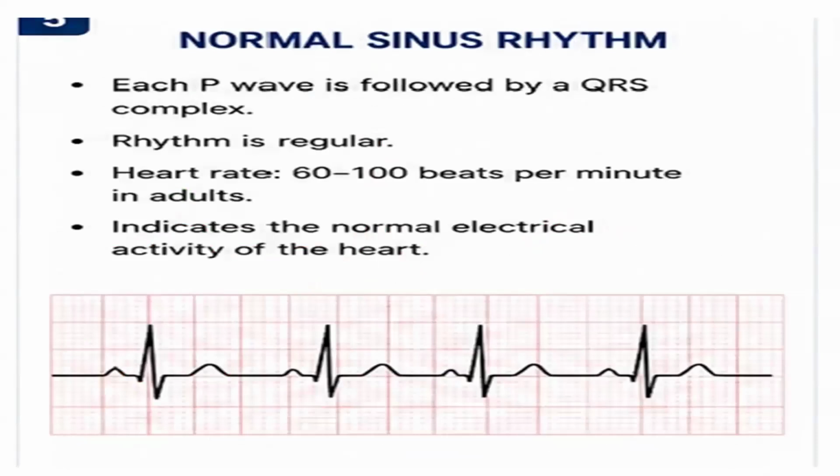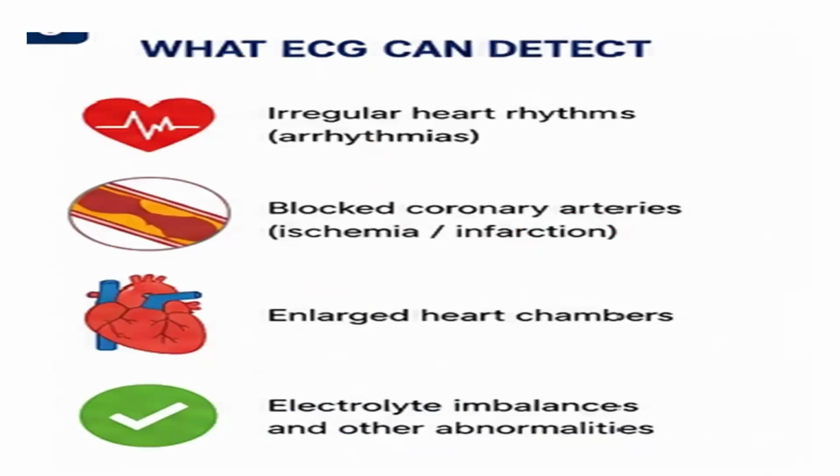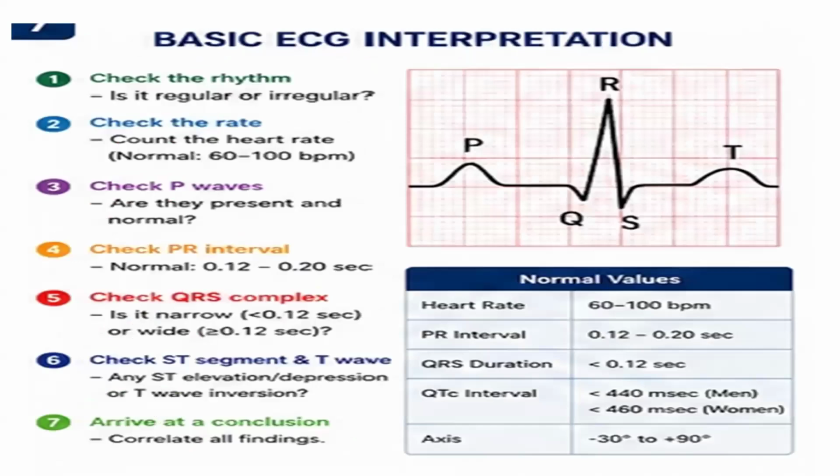This is the normal sinus rhythm. Each P wave is followed by a QRS complex. The rhythm is regular and the heart rate is 60 to 100 beats per minute in adults, which indicates the normal electrical activity of the heart. What can an ECG detect? Irregular heart rhythms, blocked coronary arteries, enlarged heart chambers, and electrolyte imbalance, as already discussed.